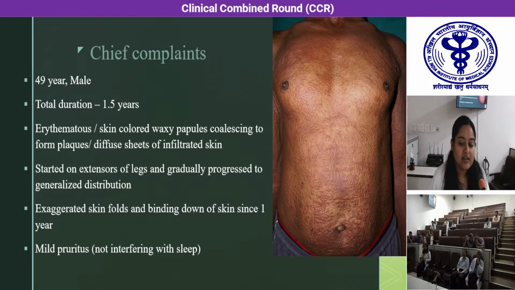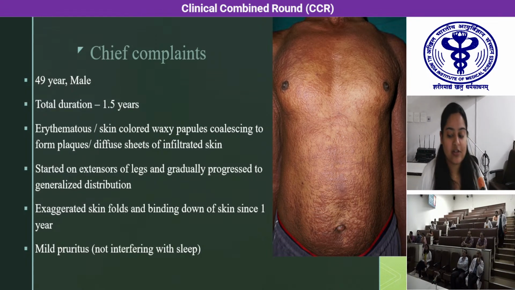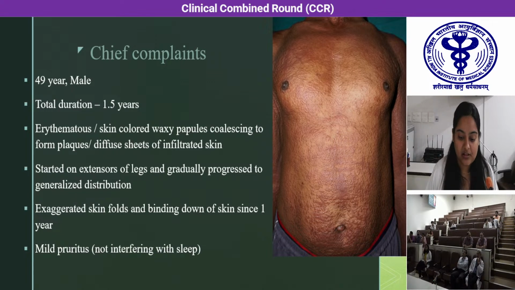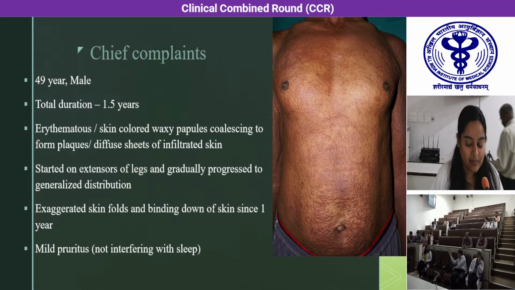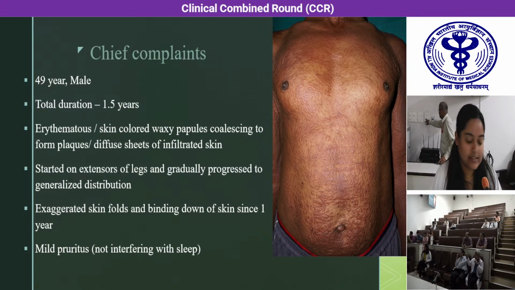Good afternoon, everyone. So our patient was a 49-year-old male whose total duration of complaints was 1.5 years. He had complaints of itchy, erythematous, skin color, waxy papules, coalescing to form plaques and diffuse sheets of infiltrated skin, which initially started on the extensors of legs and gradually progressed to a generalized distribution. He also had complaints of exaggerated skin folds and skin binding down since 1 year. The pruritus was mild and not interfering with sleep.